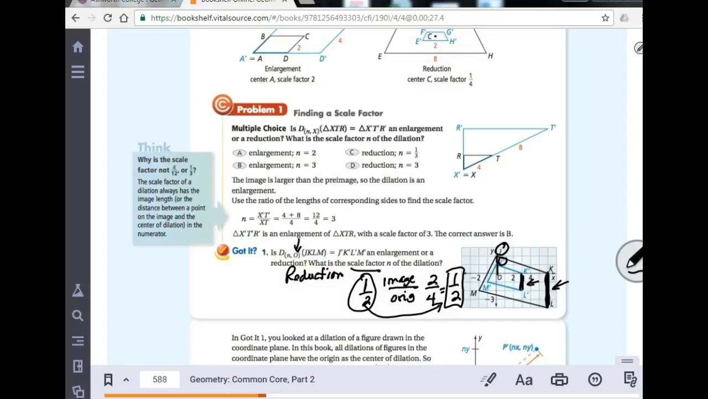If the sides are not given or they can't be found, you can literally take the distance the image was from the center or the origin, and divide that by how far the original one was from the origin, and you're going to get the same scale factor.